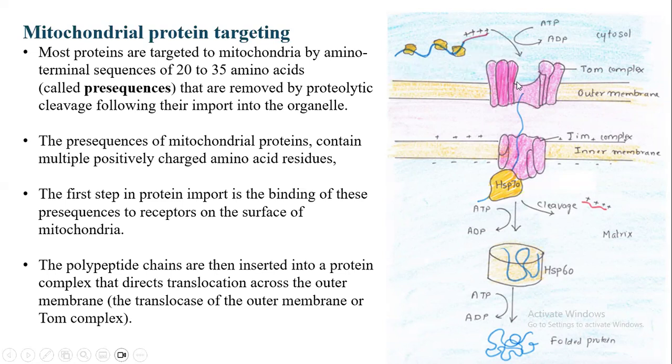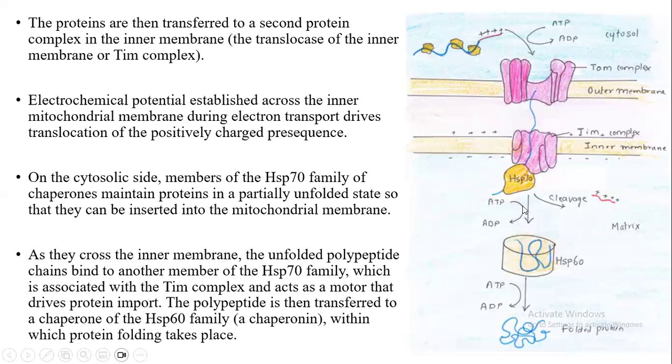The transporter present in the outer membrane is known as the TOM complex, and in the inner membrane it is known as the TIM complex, which stand for transporter of outer membrane and transporter of inner membrane respectively. So the proteins are first transferred through the TOM complex, and then they are transported through the TIM complex. The electrochemical potential that is maintained across the inner mitochondrial membrane provides the required energy for translocating the protein.